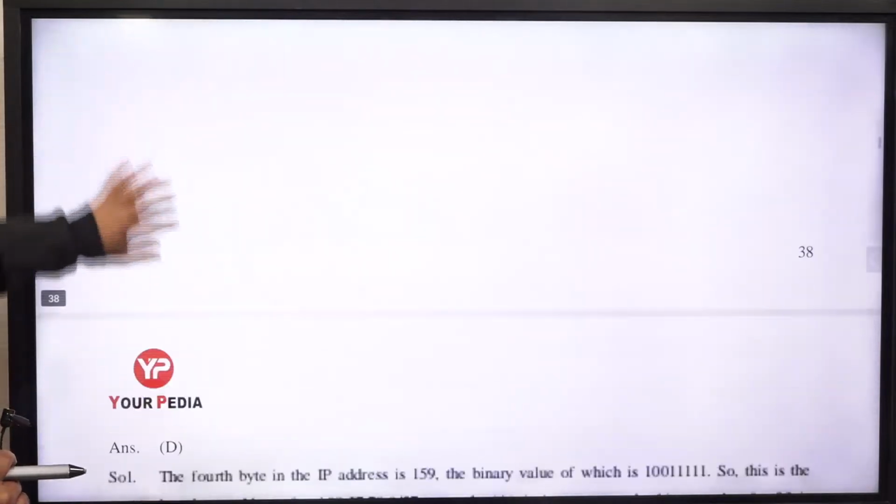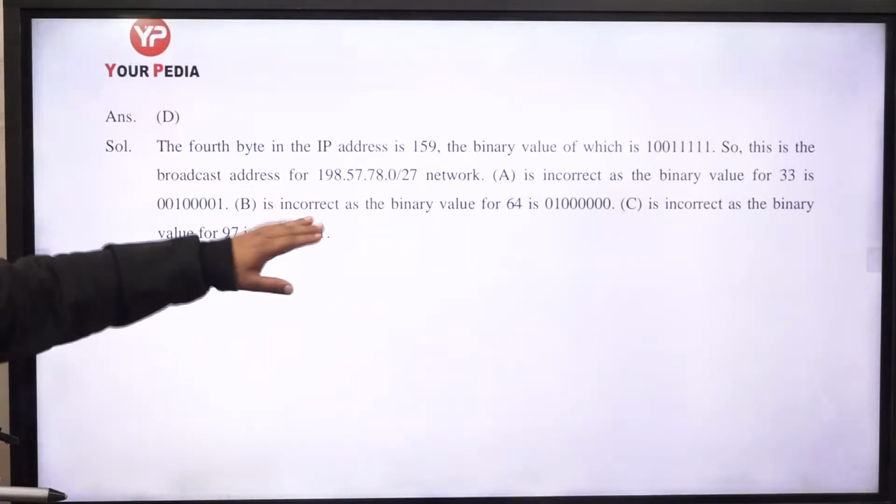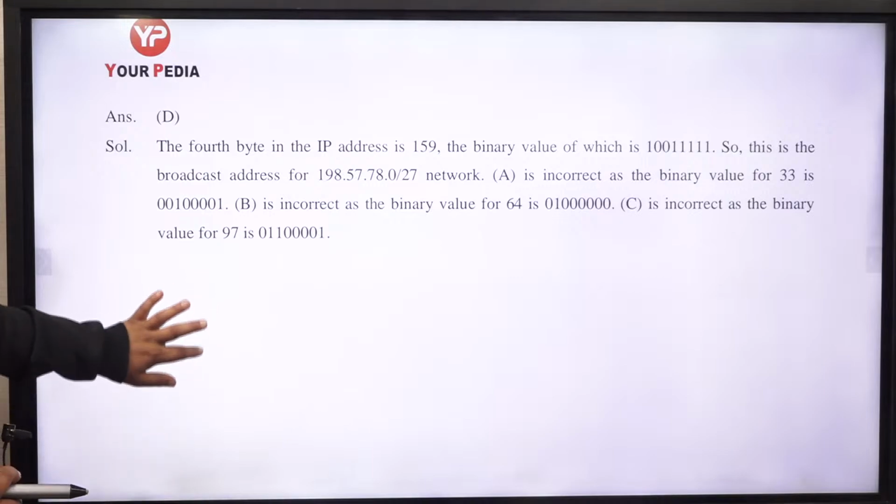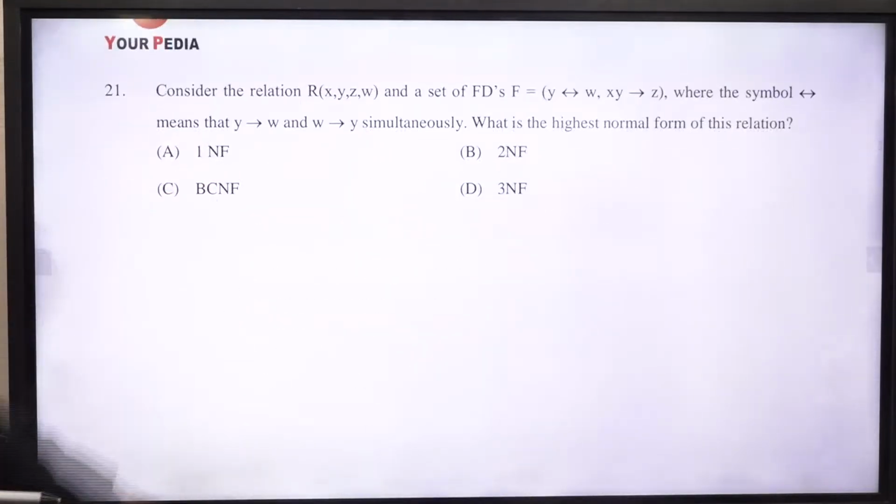Moving towards the next problem. Simple. You can see here why A, B, and C are wrong, and why D is the correct answer. Yes, very good, my dear. Moving towards the next problem. Now tell me, my dear students. Fast, do it fast.